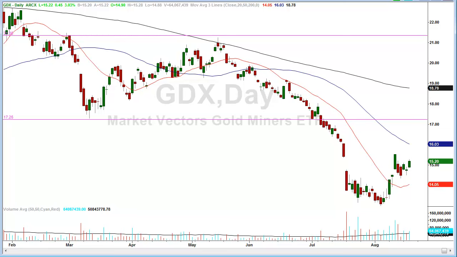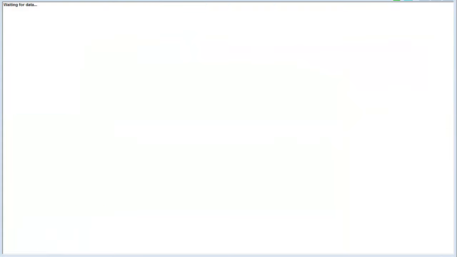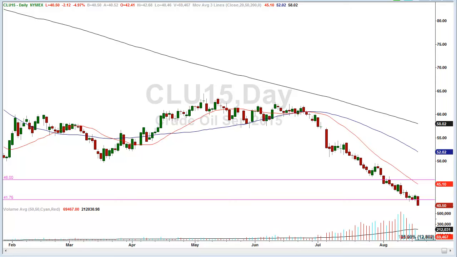Now, I was in an oil trade, and I got out earlier this morning, and the reason is because it doesn't work. It's just not working. There's a very good level of support right here, but I'm not interested in oil right here. I'm not going to try and pick another bottom. It's not important to me. I don't like it.